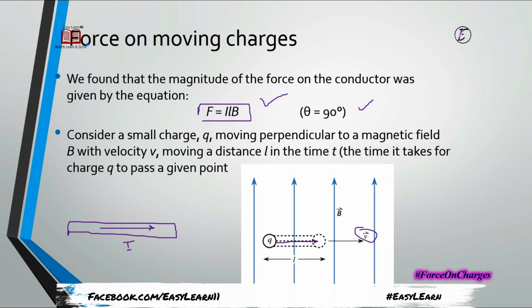What is the total distance covered by this charge? That is called the length. In the previous case the total length was the length of the conductor, and here the length is the distance which the charge travels. The time it takes is also taken into consideration: the charge q moves in time t, the time it takes to pass through a point. B is the same, I is not the same, I is replaced with v, and L is what I already explained.